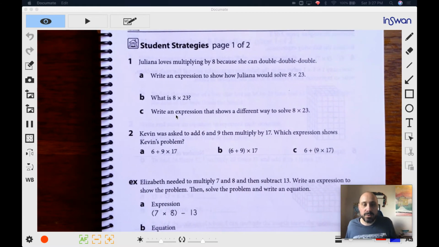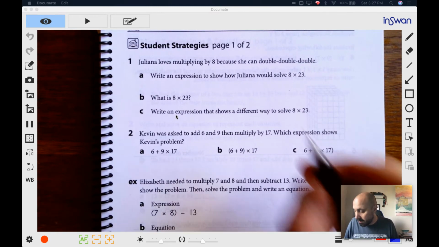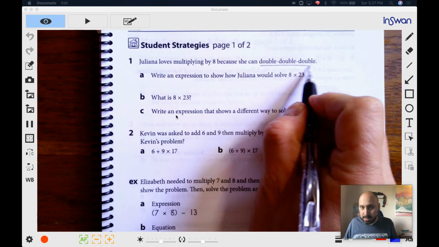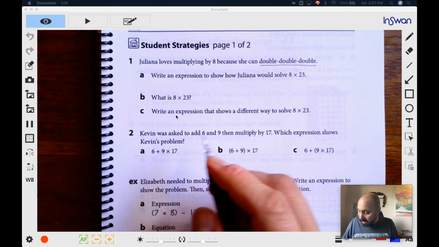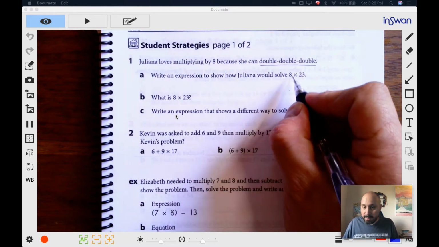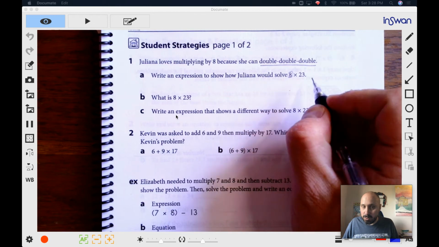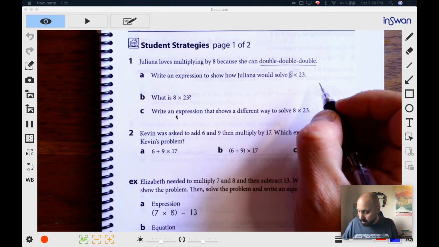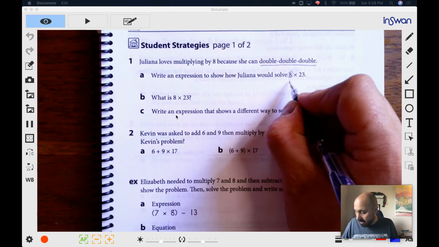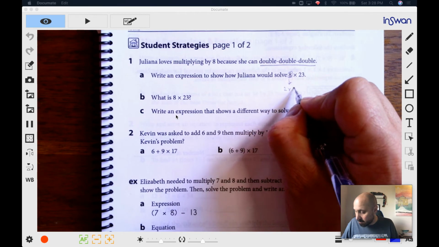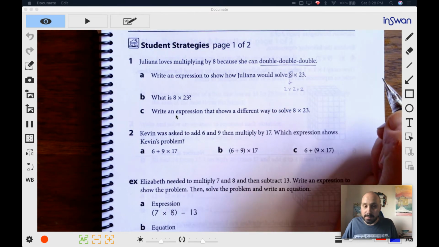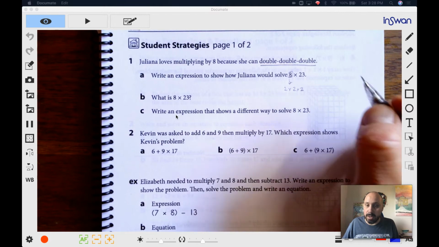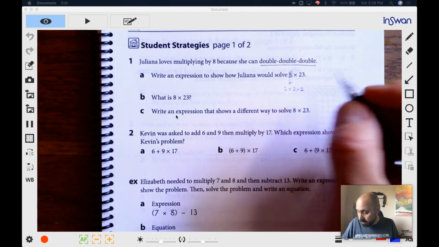Question number one says Juliana loves multiplying by 8 because she can do the double, double, double method. Now, we haven't really talked about this too much, but the double, double, double method is when you split the eights up. So you split the 8 up into 2 times 2 times 2. So instead of 8, it becomes 2 times 2 times 2, which means you just double the other number 3 times. So write an expression to show how Juliana would solve 8 times 23.